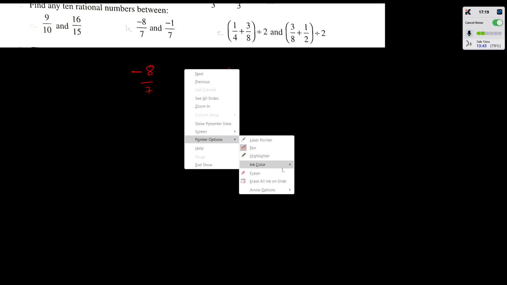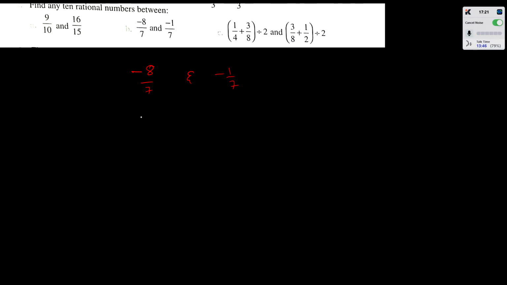So in this video, we are going to solve a question based on finding intermediate rational numbers between two other numbers. If you see the B problem, the question is minus 8 by 7 and minus 1 by 7.